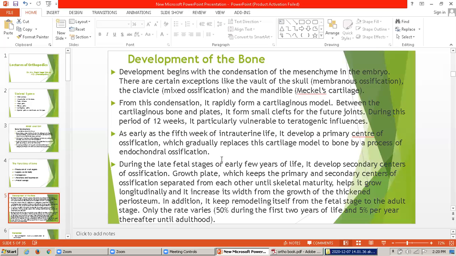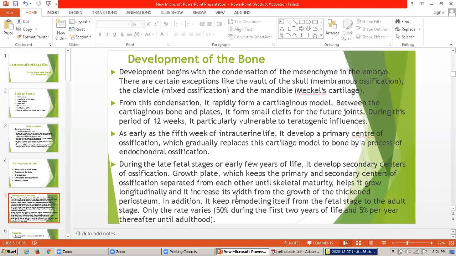During the late fetal stage or the early years of life of a baby, it develops the secondary center of ossification, that is the growth plate. When the secondary center of ossification is formed, the primary and secondary centers of ossification are separated from each other. They stay separate until skeletal maturity, and help the bone grow longitudinally.